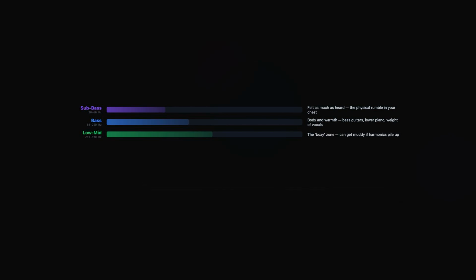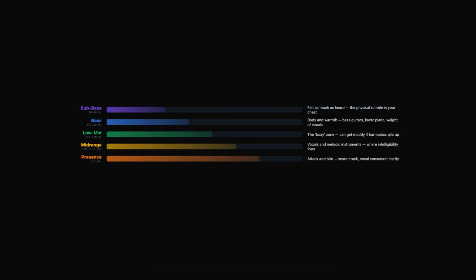Bass, 60 to 250 Hz, provides body and warmth. The fundamentals of bass guitars, lower piano notes, and the weight of vocals live here. Low mid-range, 250 to 500 Hz. This is where things can get muddy if harmonics pile up. It's the boxy zone that often needs careful management.